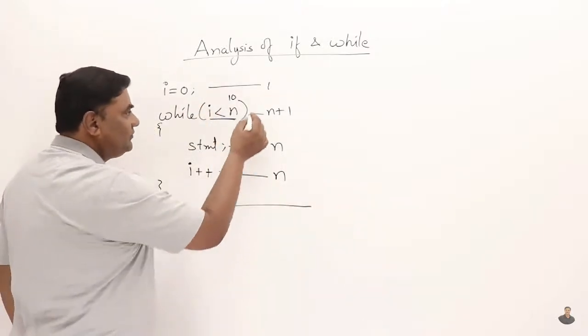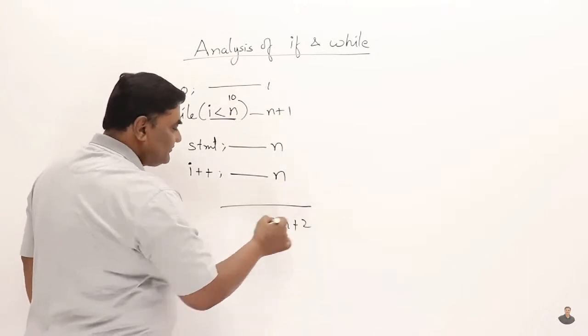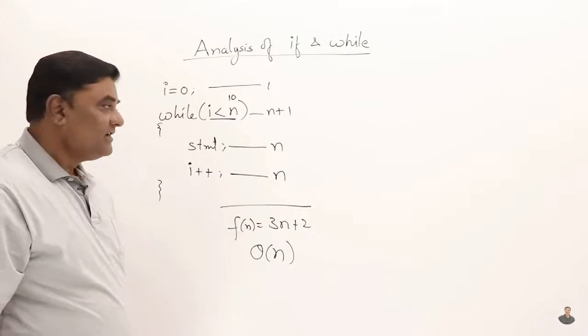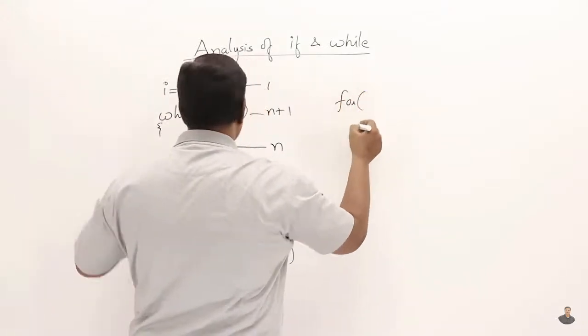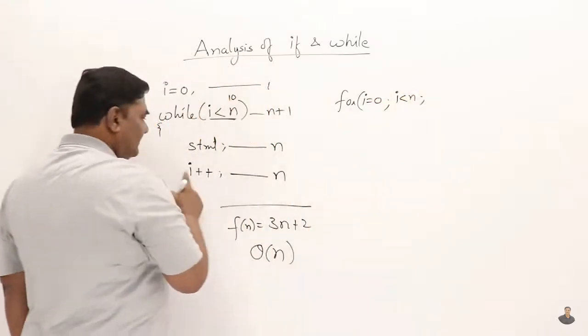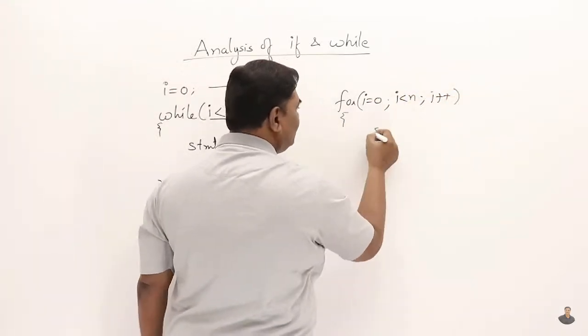Then what is the time taken by this piece of code? 3n plus 2. So the function f of n is 3n plus 2 and it is theta of n, or order of n. Now the same piece of code in C language I can write like this. For I assign 0 here, then I is less than n, I plus plus.